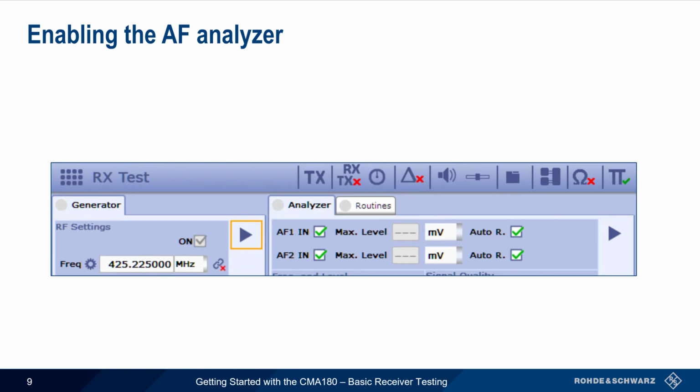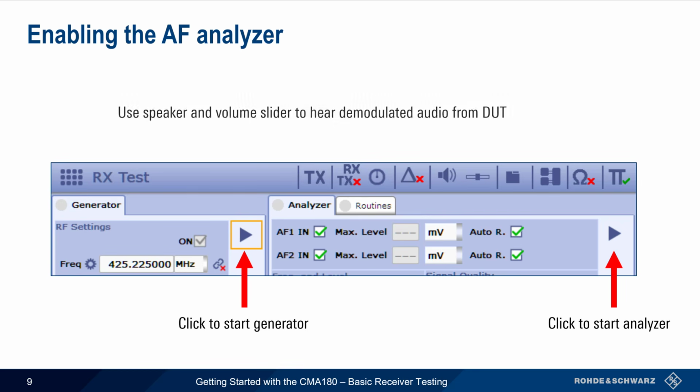We'll assume that we're using the same generator configuration as before, in which case we simply need to enable both the generator and the analyzer. At this point, if we enable the CMA's built-in speaker, we should hear the demodulated audio from the radio under test, in this case our 1000 Hz tone.